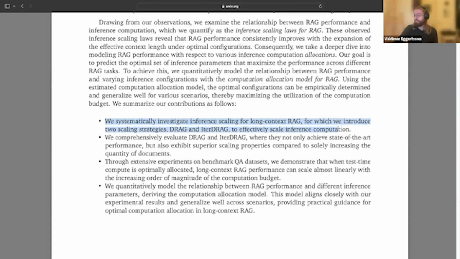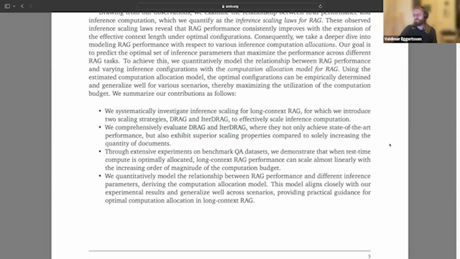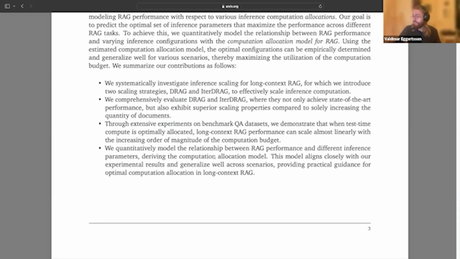Yeah, there's these 2 scaling strategies, DRAG and iterDRAG. I'll talk about it a bit more in a minute. Where they evaluate it, show that it's pretty damn good. At least if you're willing to use a million tokens for each question. It doesn't cost that much nowadays, but still like $10, I think. And they managed to predict the optimal way to do this, which, yeah, I'm not going to cover that now. We'll wait for Sophia and others later.